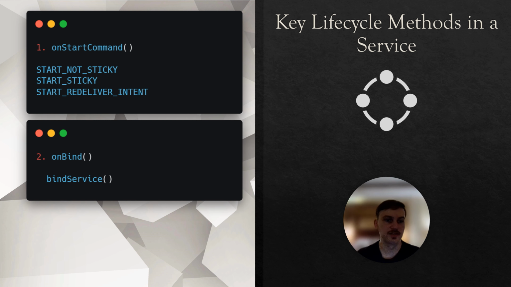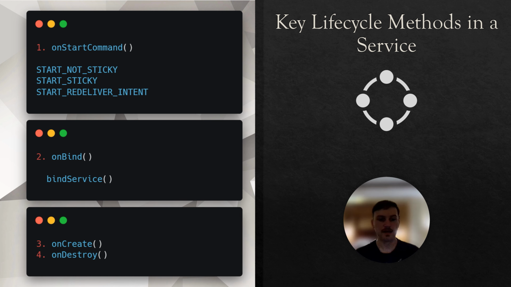Another method is called when a component binds to the service using bindService, and returns the IBinder object that the client uses to interact with the service, needed for a bound service. Another two methods: one when the service is first created to perform one-time setup, for example initializing resources, and the last one called when the service is stopped or destroyed, typically used for cleanup, for example closing databases or stopping threads.